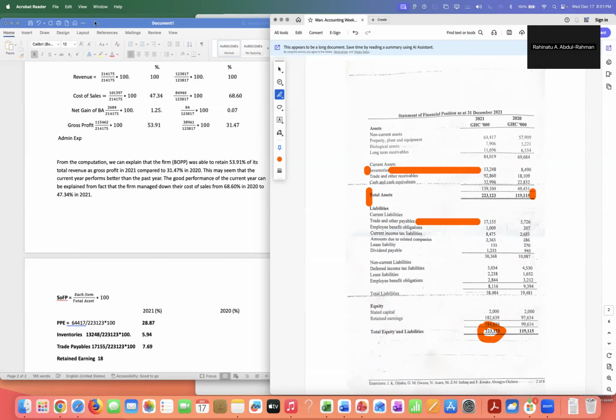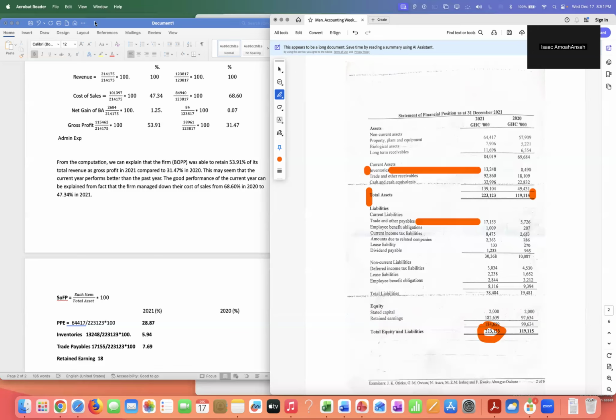Okay, go ahead. So if I want to interpret what we've calculated, the 7.69%, will I be wrong if I say that 7.69% of our assets are tied in trade payables?